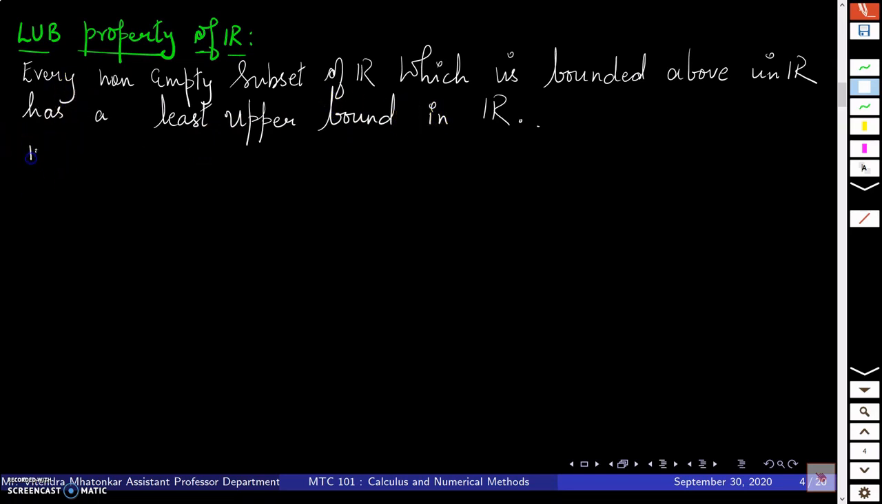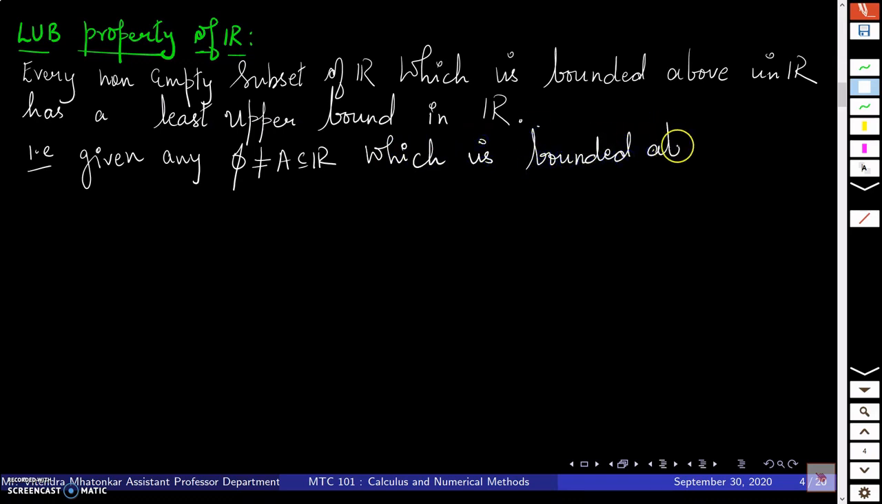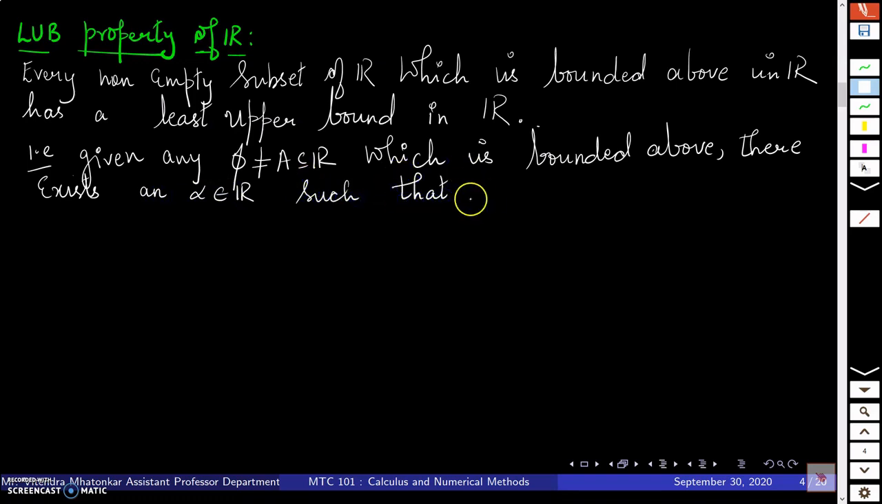I can also state this as: given any non-empty subset A of R which is bounded above, it will have a least upper bound. That means there exists a real number, an alpha in R, such that alpha is the least upper bound of A. This is an axiom which is assumed to be true. It doesn't have any proof. As you know, axioms don't have proofs.